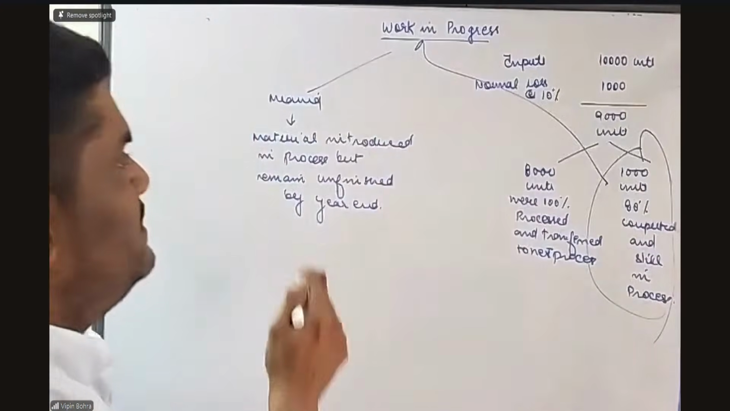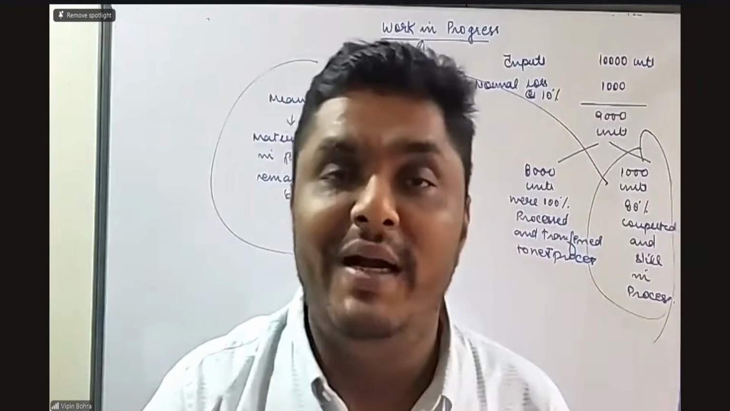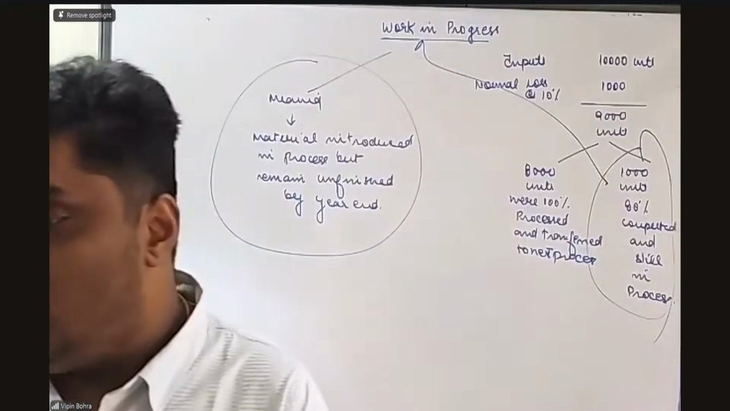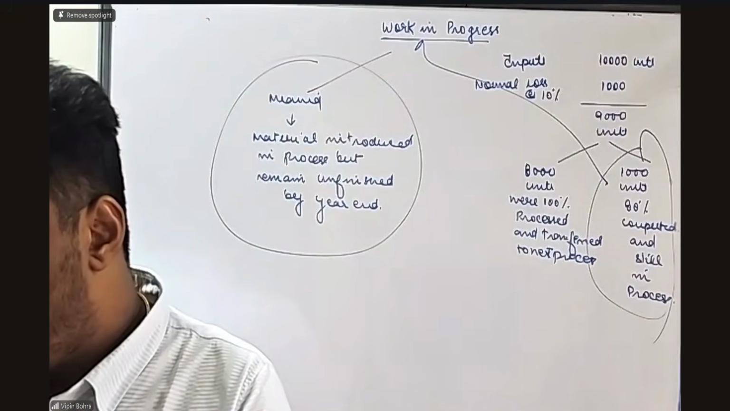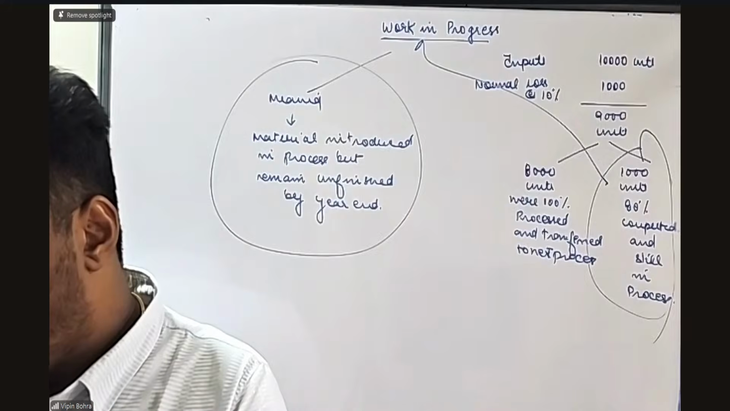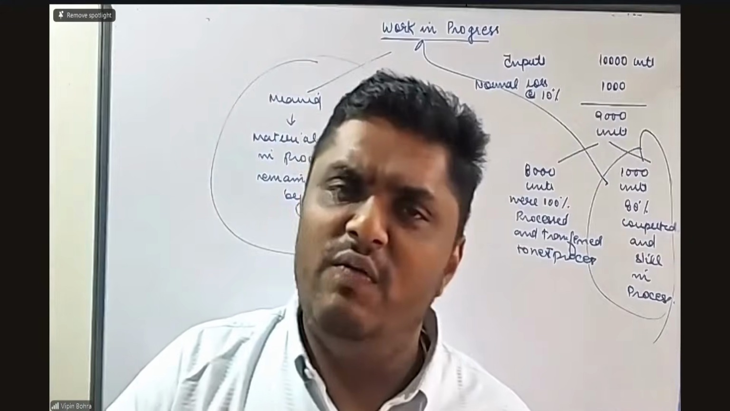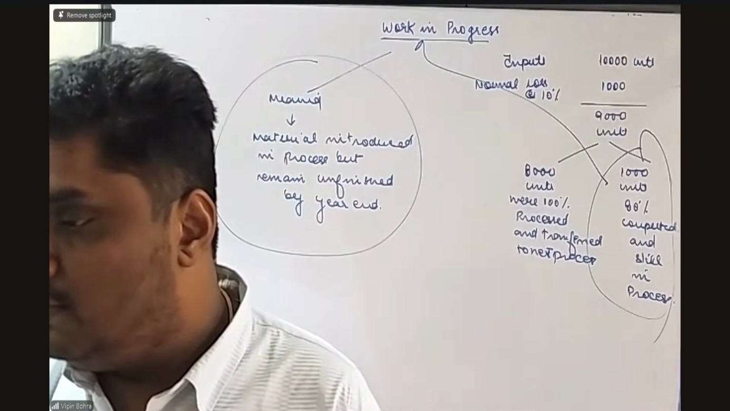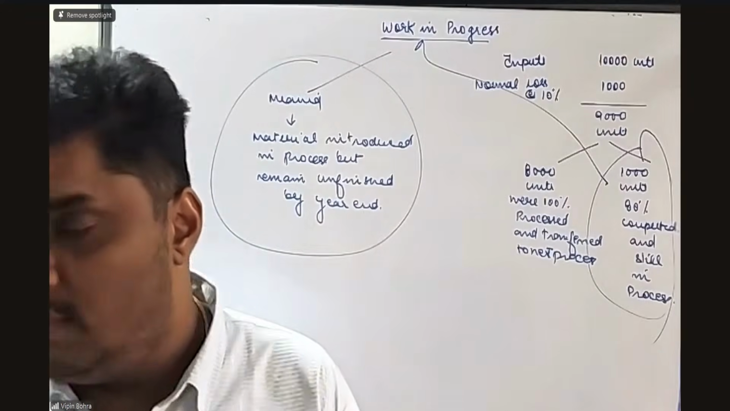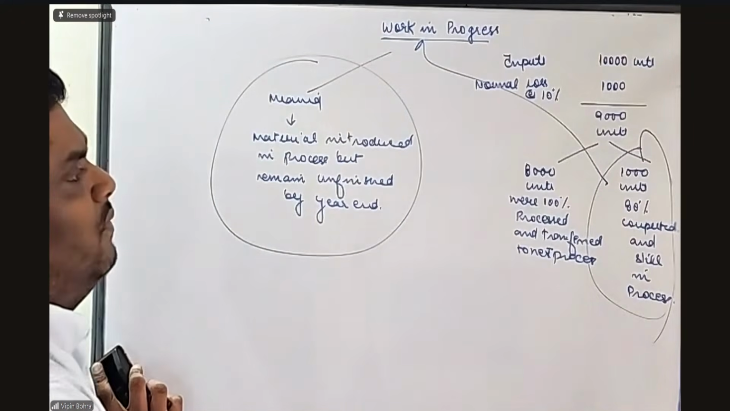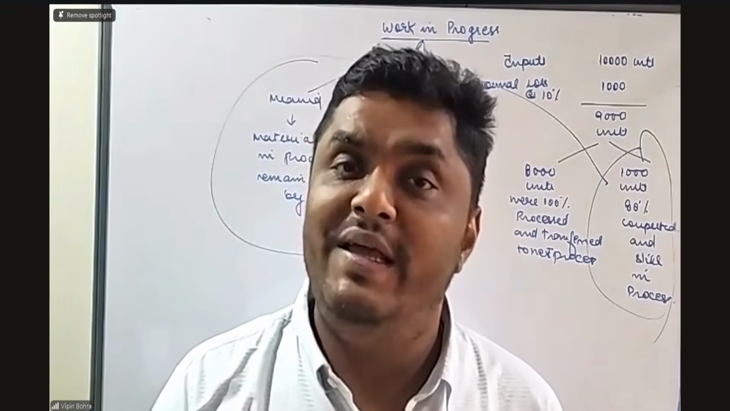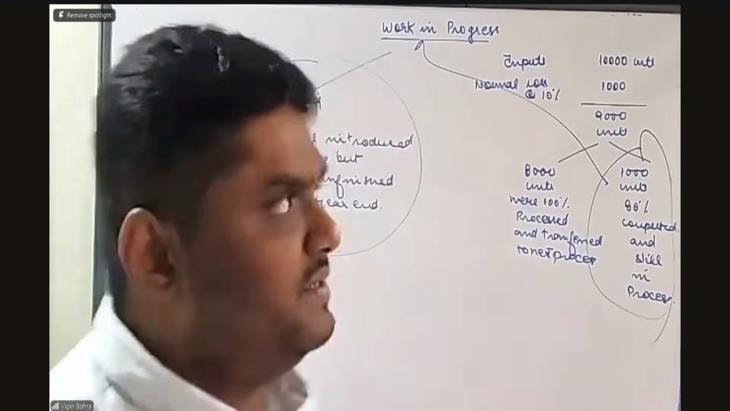So what is work in progress? The units started for production but remain unfinished by year end is what we call as work in progress. I request you guys to please copy this part. Work in process or work in progress, you can use interchangeably, Deepika. So units started for production but remain unfinished by year end is what we call as work in progress.